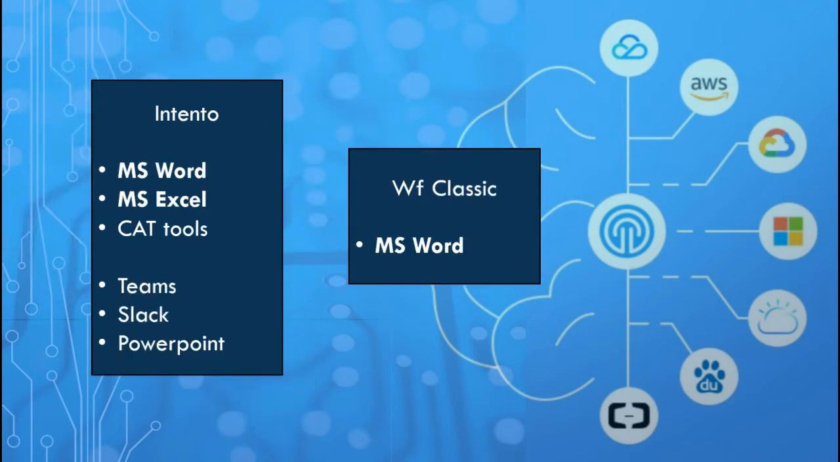Now, Intento has this plugin that we've shown here available for Microsoft Word, Microsoft Excel, and also some CAT tools. And it will be coming to Teams, Slack, and PowerPoint in the near future. Wordfast Classic works only in Microsoft Word.